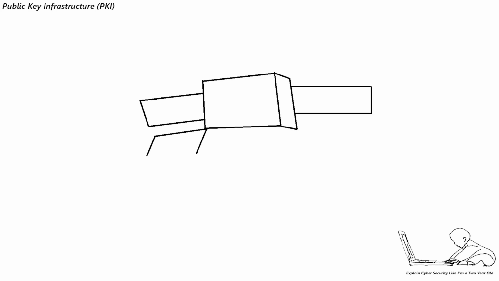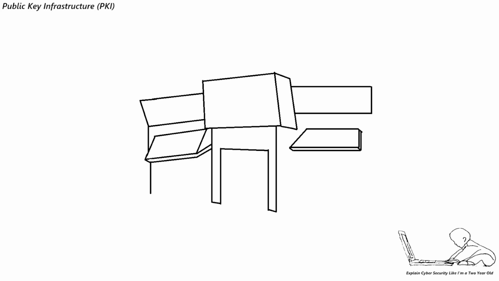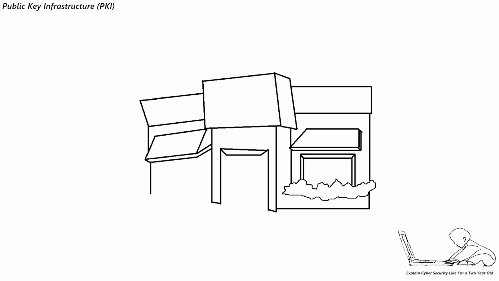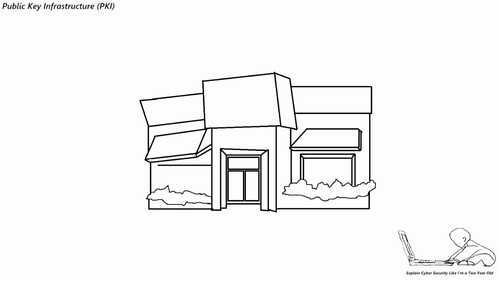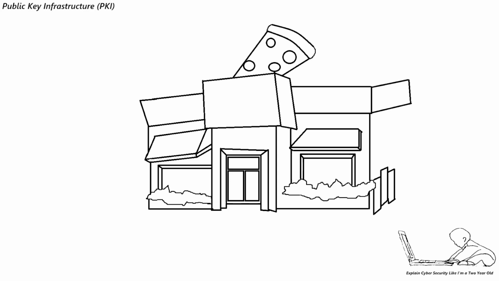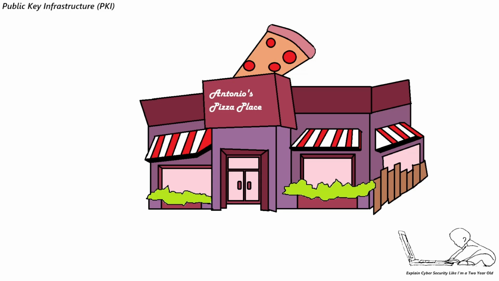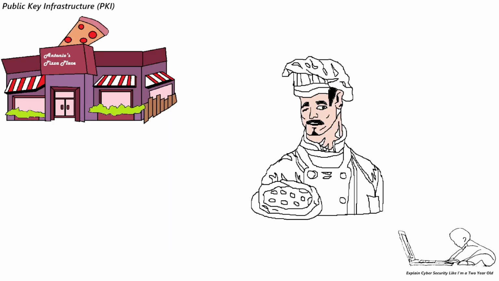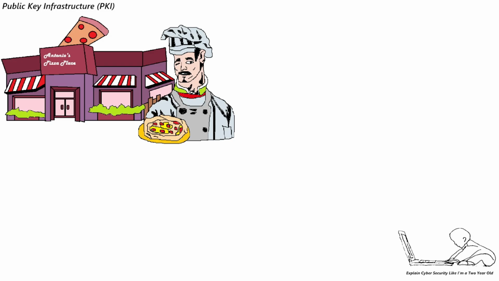In order to understand PKI, public key infrastructure, we firstly need to understand the concepts of symmetric and asymmetric cryptography, along with digital certificates. So, to fully explain all of this, I will use an analogy of Antonio's Pizza Place. Oh, yeah! This is Antonio, and his pizzas are super fantastic. And he is getting 5 stars and raving reviews.